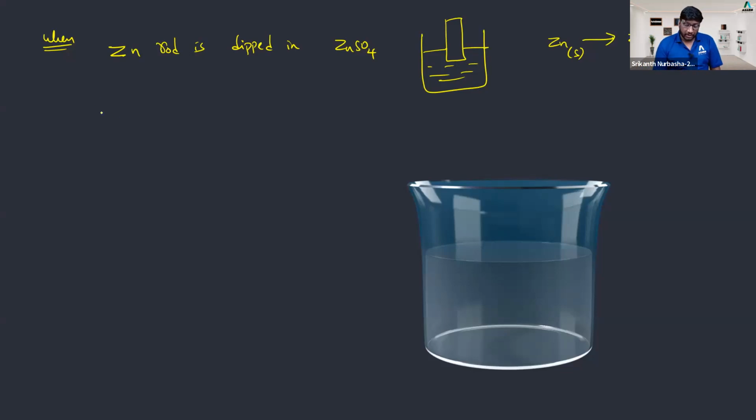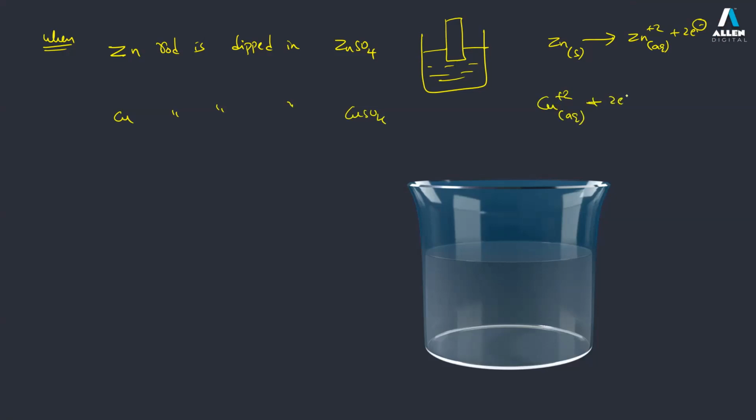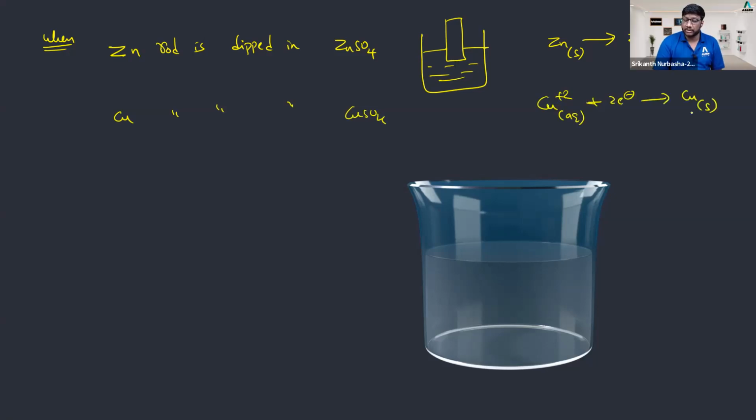But when a copper rod is dipped in CuSO4, what happens? Cu+2 (aq) ions take up the 2 electrons and deposit as Cu solid. So when a zinc rod is placed in ZnSO4 solution, it undergoes oxidation. When a copper rod is placed in CuSO4, it undergoes reduction. You may ask, sir, where do these 2 electrons come from? These 2 electrons come from the lost electrons of zinc.